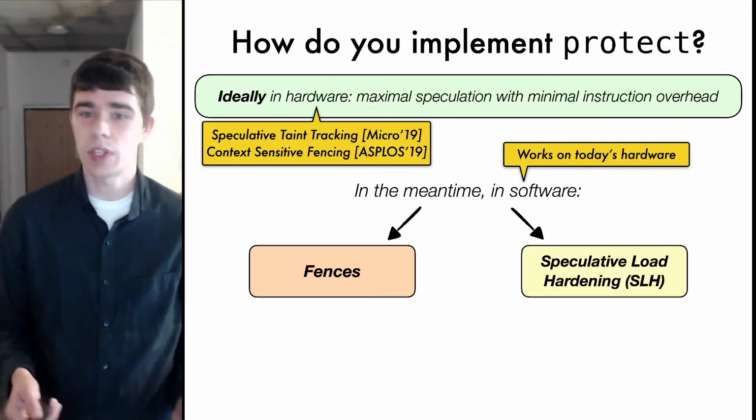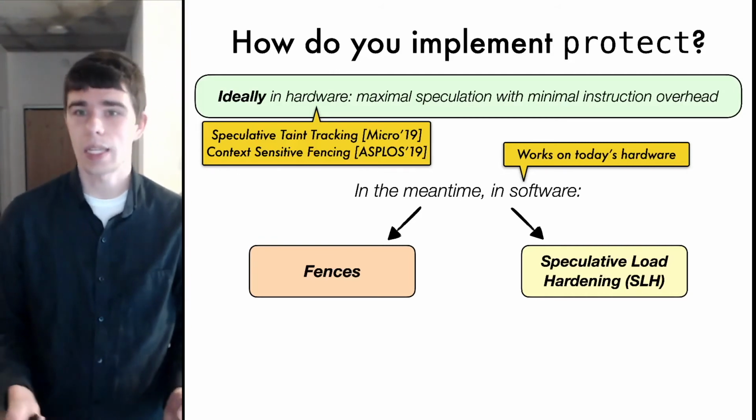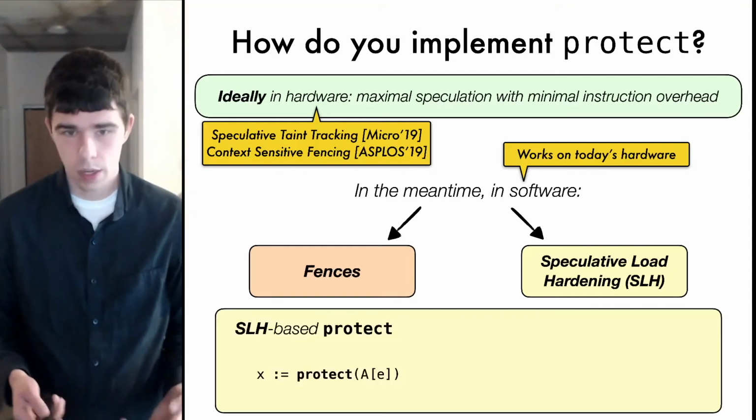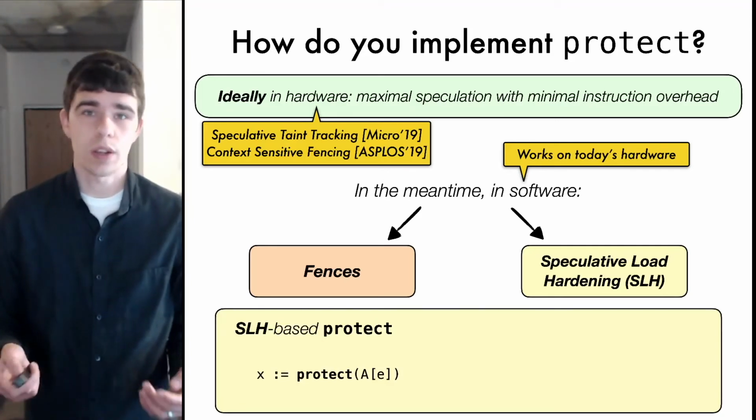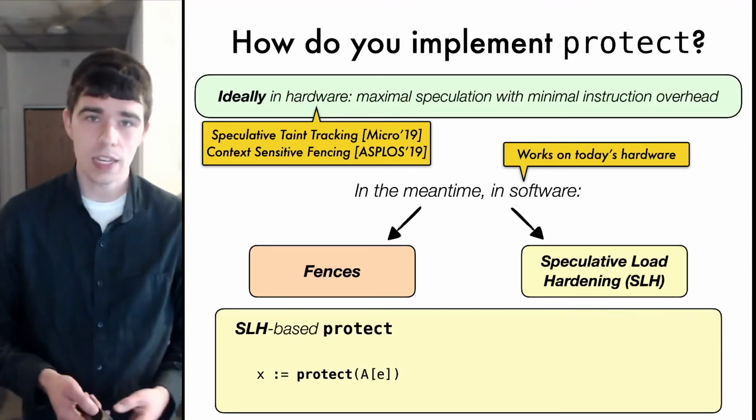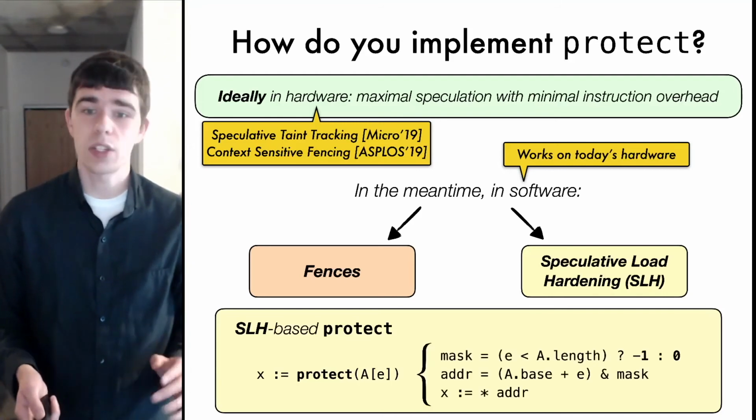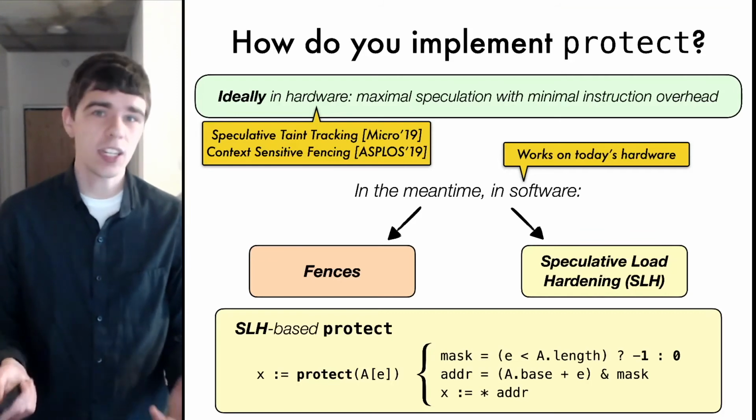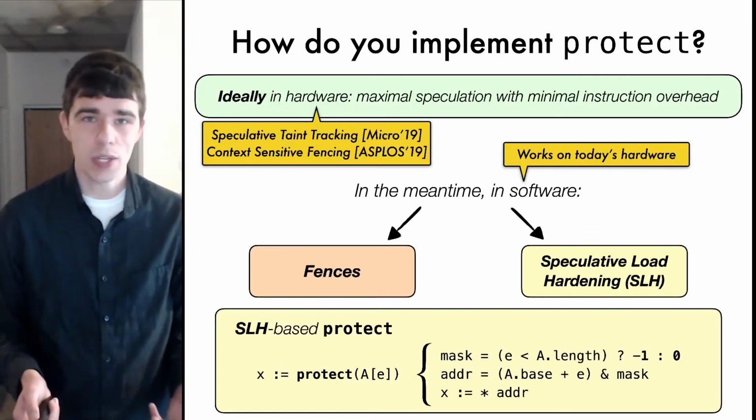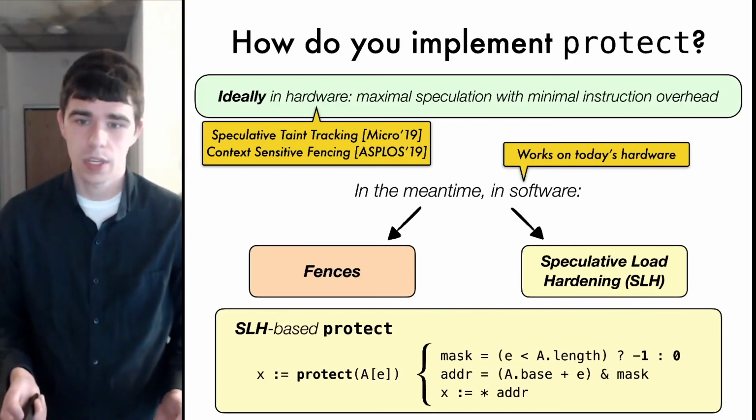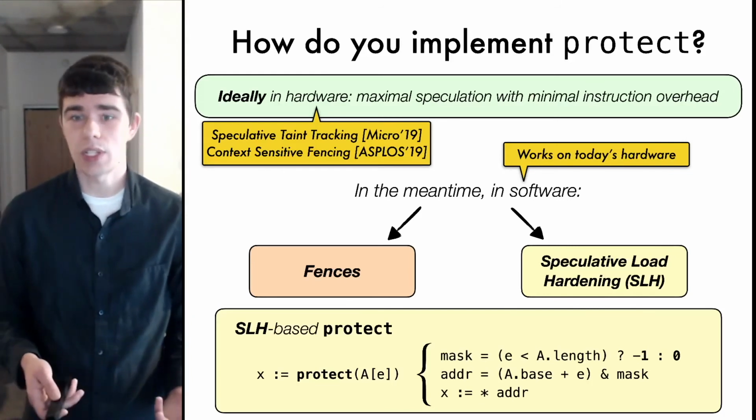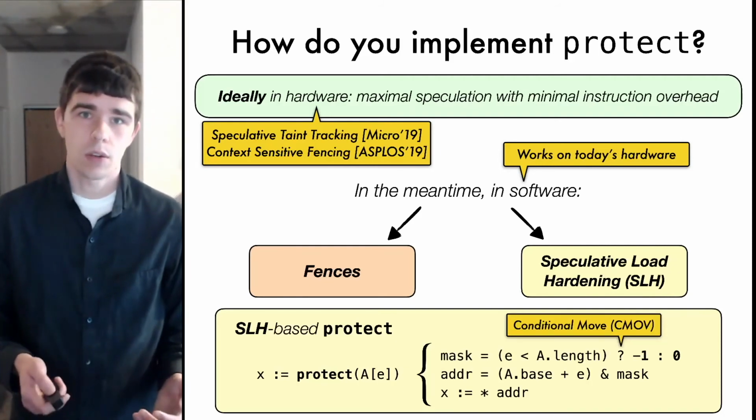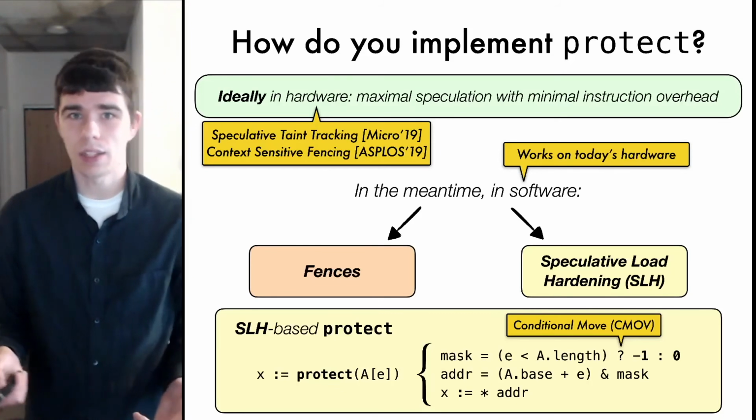We also experimented with using speculative load hardening, or SLH, to implement protect. I will briefly explain how SLH works. In order to use SLH to protect this array read here, A sub E, we replace it with this 3 instruction sequence. What these instructions essentially do is conditionally mask the address to 0 based on the result of a bounds check. The important thing to notice about this code is that we use a conditional move, or cmove, instruction on x86, which ensures that we can't misspeculate the value of the mask.